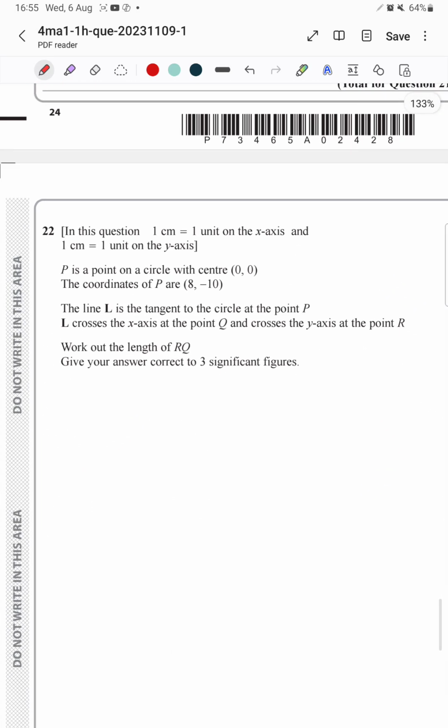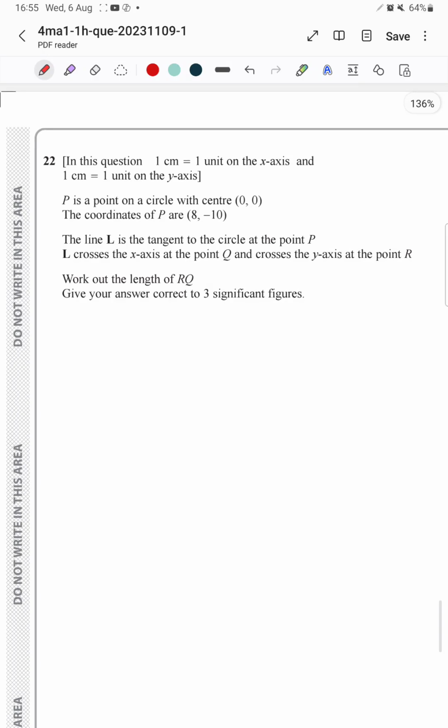Our next question is, it's given in this question that 1 centimeter is 1 unit on the x-axis and 1 centimeter is 1 unit on the y-axis. P is a point with the center 0, 0. L is a line, a tangent to the circle. And the coordinates of P are 8, -10.